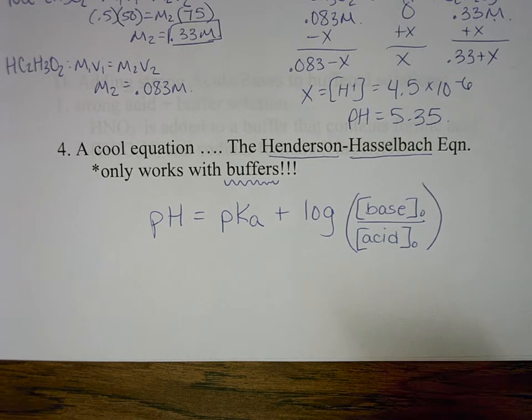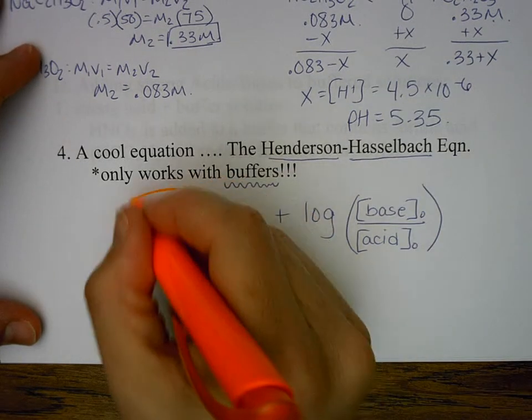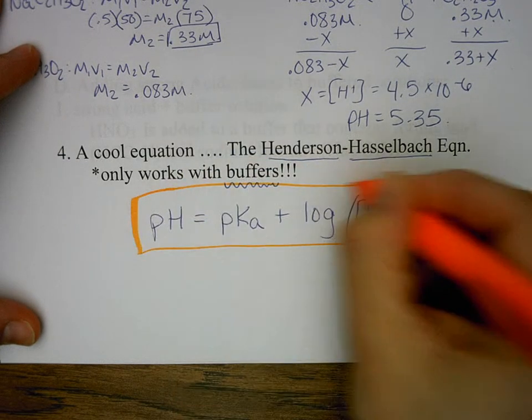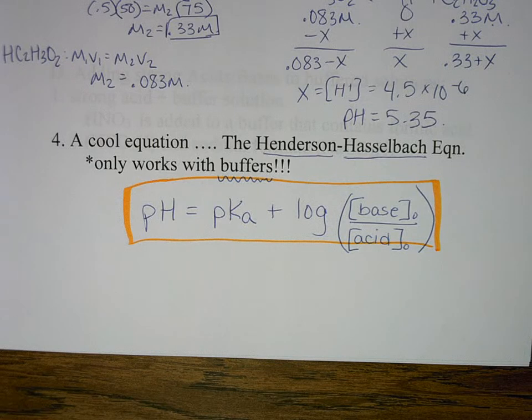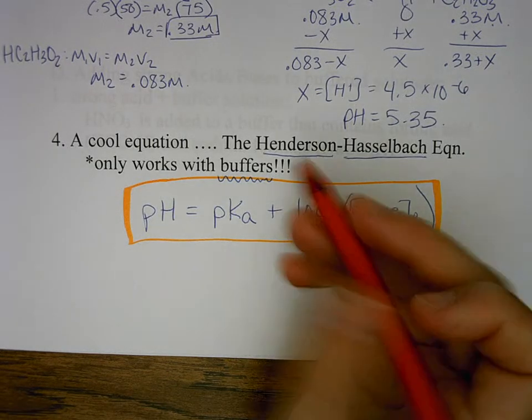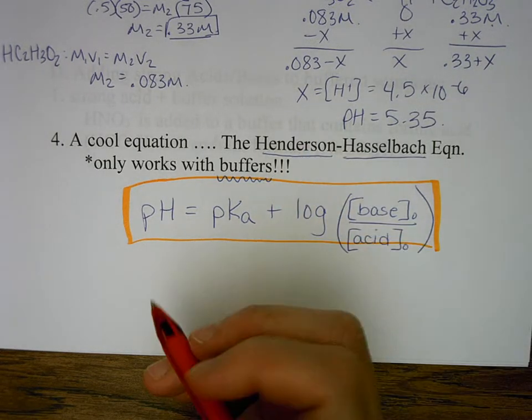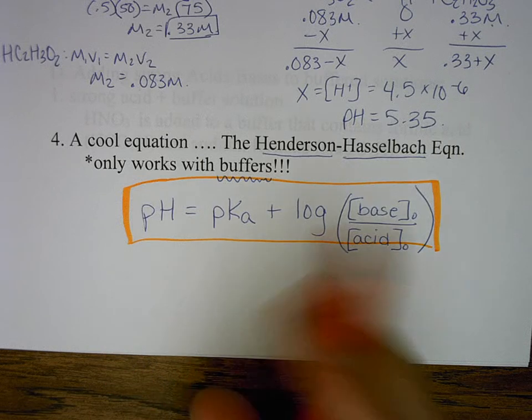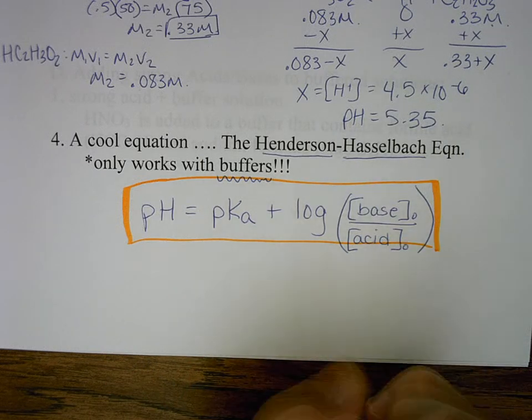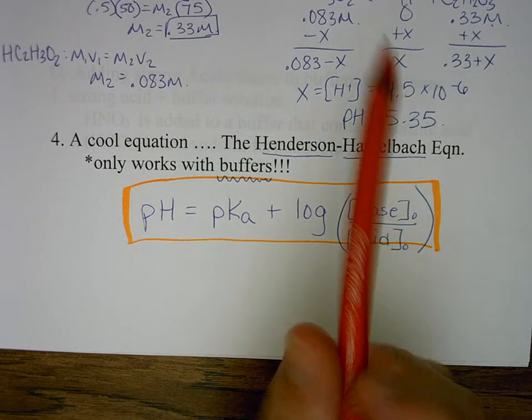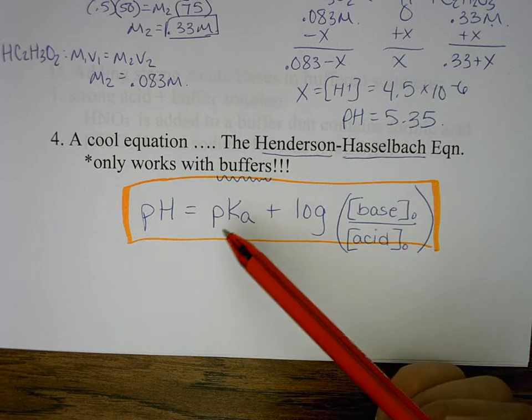Okay, so here's the equation. If you're going to calculate the pH of the buffered solution, that equation is pKa. Now when you calculate pH and you have a hydrogen ion concentration, you know that it's the negative log of the hydrogen concentration. So what do you think pKa would be?